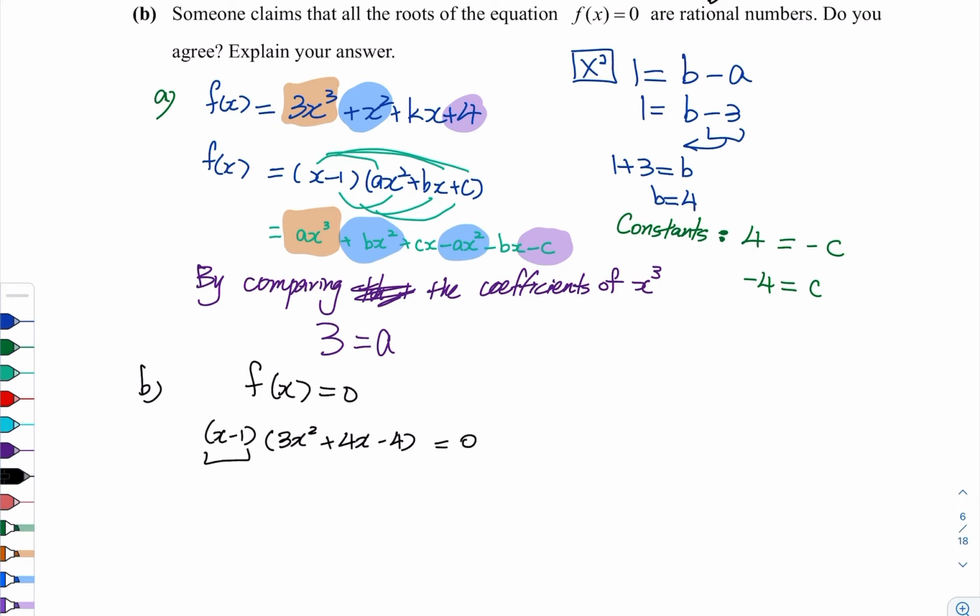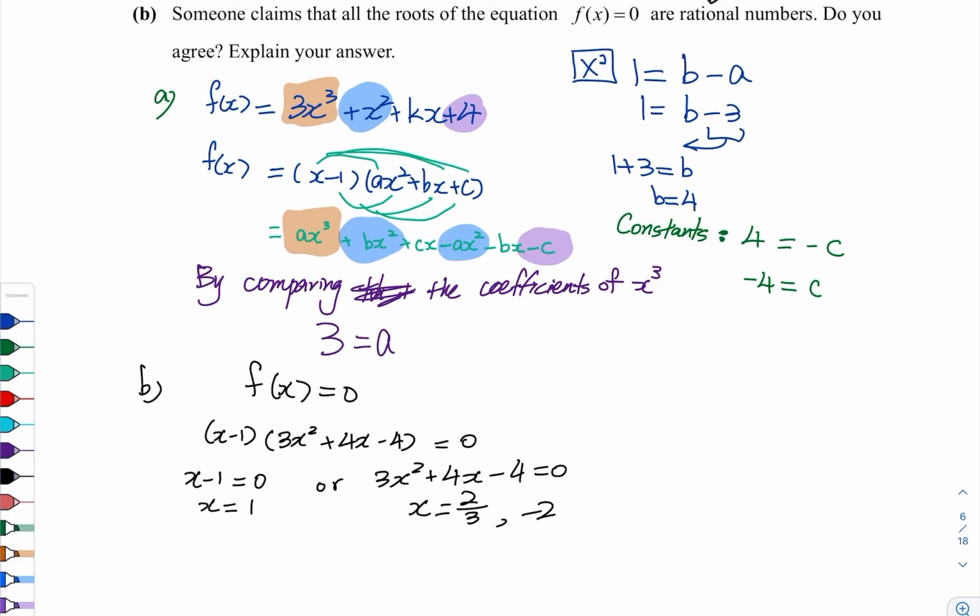So either this thing is 0 or that thing is 0. So I do that. x minus 1 equals 0, or 3x squared plus 4x minus 4 equals 0. From here, I found that x is 1. How about the other one? It has a square, so you can solve it from 3, 4, negative 4. You should get x as 2 over 3 and negative 2.